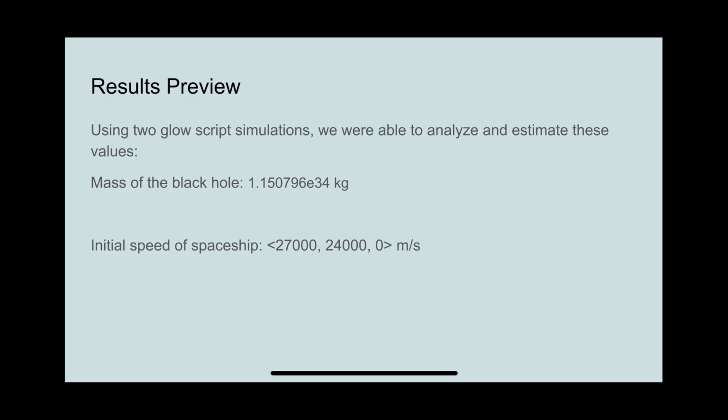A preview of the results of this lab would be that after using two GlowScript simulations, we were able to analyze and estimate these values. The mass of the black hole to be 1.150796 times 10 to the 24 kilograms, and the initial speed of the spaceship to be 27,000 meters per second in the x direction and 24,000 meters per second in the y direction.